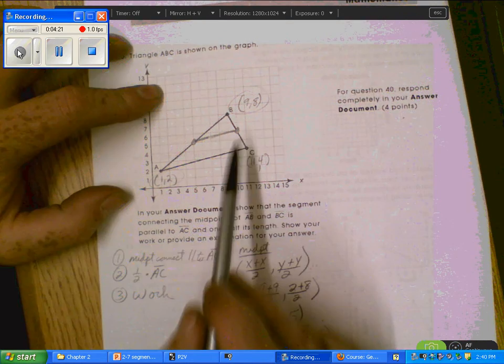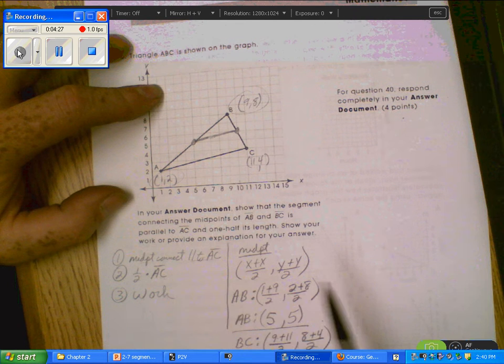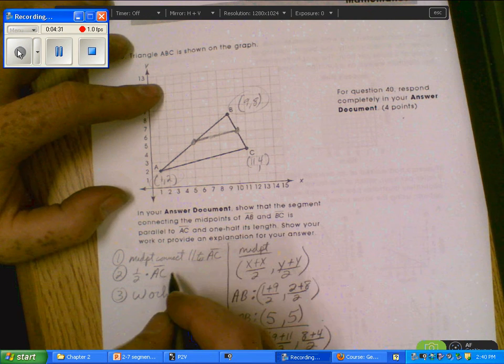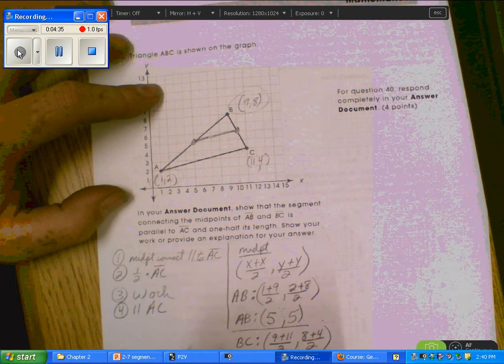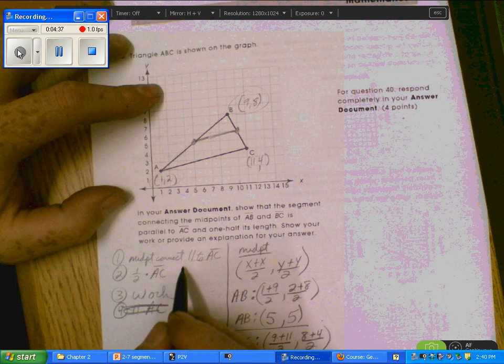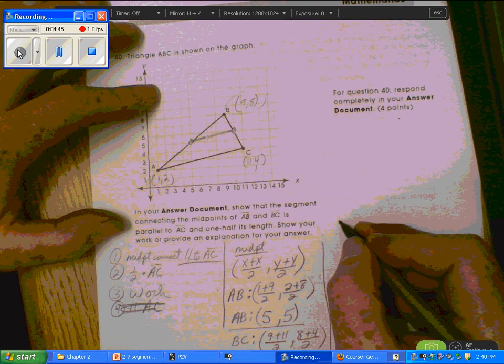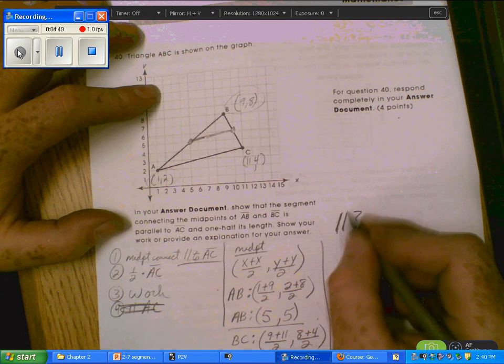Now we want to take that segment and see if it's half the length of AC. And we also want to show that it's parallel to it. I forgot that one over here. So we want to show it's parallel to AC. Oh no, I did it up top here. Alright, first let's show that it's parallel. So we'll decide whether it's parallel or not. Remember, those symbols mean parallel.